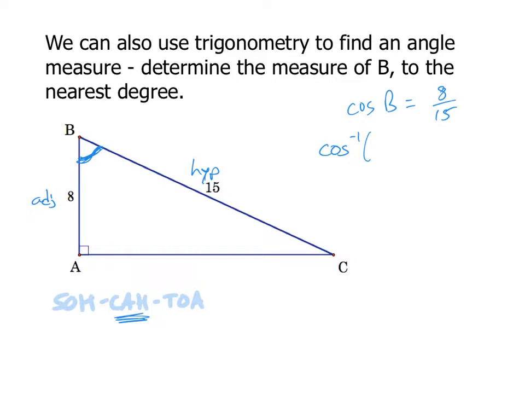So if I do the inverse on this side, I know inverses cancel each other out, so all I get is angle B. But whatever I do to one side, I have to do to the other. So this is what it's going to look like in our calculator.